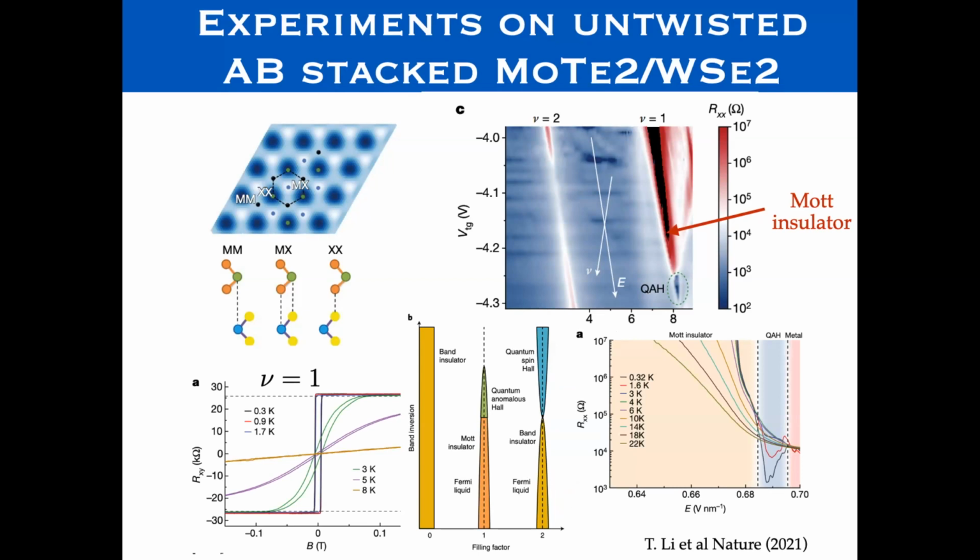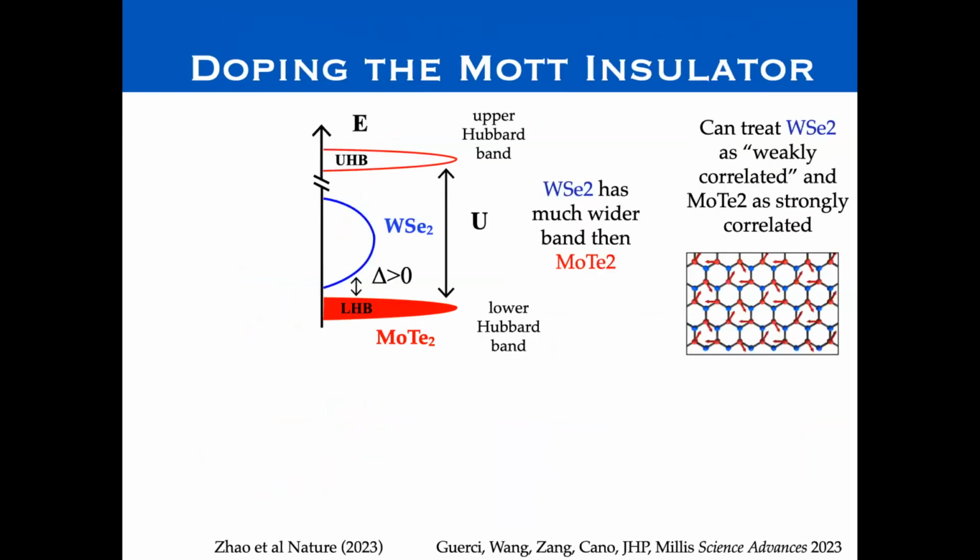I want to know the dope away from this Mott insulating state by selectively gating one of the two layers. So what do I mean by this? So let's just think about this a little bit more. I haven't done any gating. I completely filled my lower Hubbard band, or MoTe2, by 1 electron. My WSe2 is empty. Okay, so I can think of a lattice of local moments and no carriers.